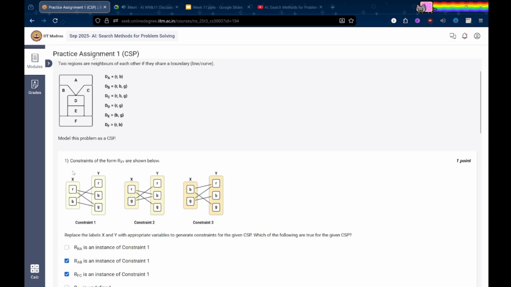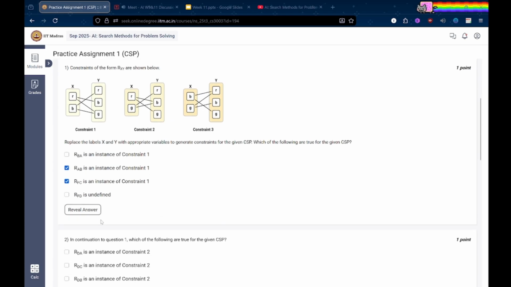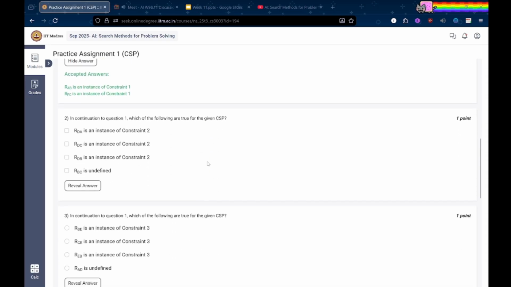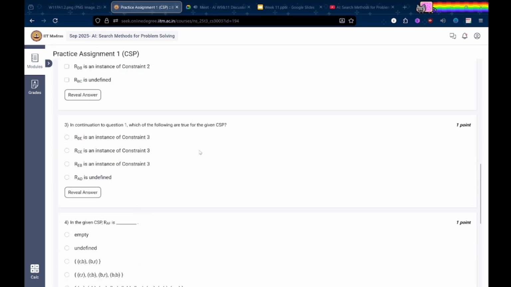That's why. So it can't be X because the domain of X and domain of B are not the same. The only variables who share the same domain as X are A and F. So that can be one. So RAB is an instance of constraint 1 and RFC is an instance of constraint 1. I think that should be correct. Hopefully. Okay, that's correct. In continuation, I'll just open this separately.